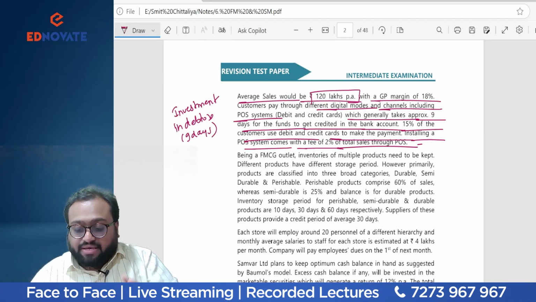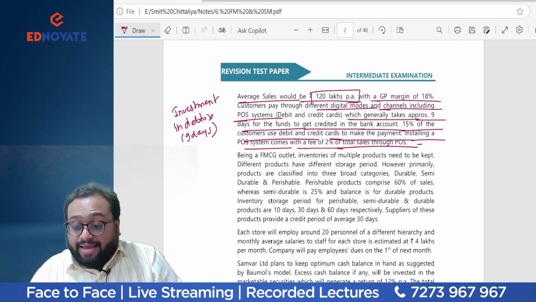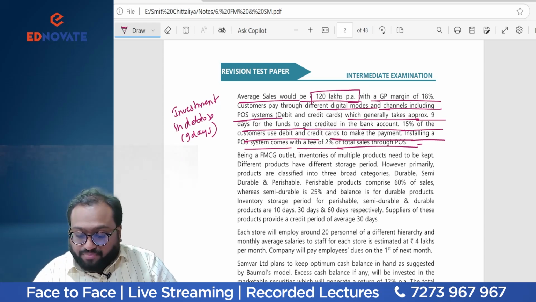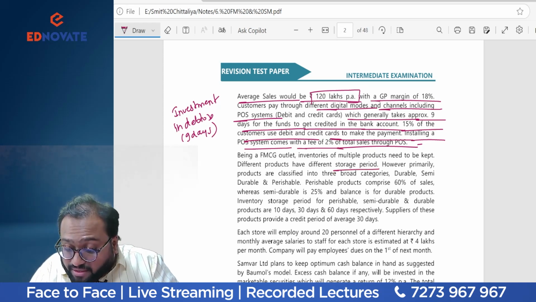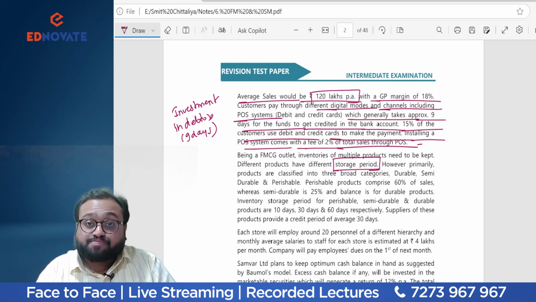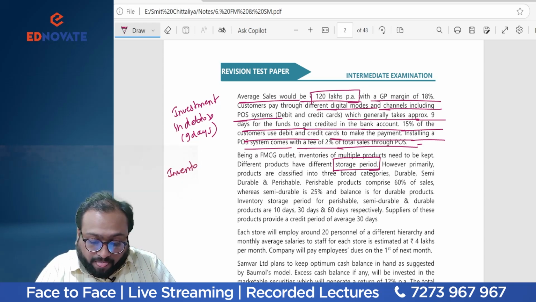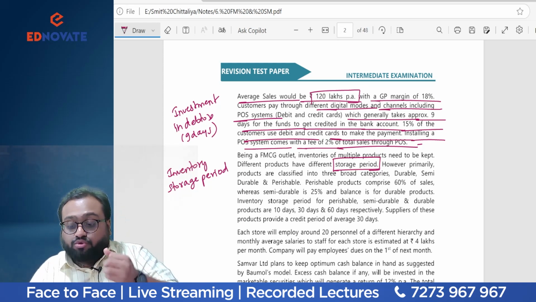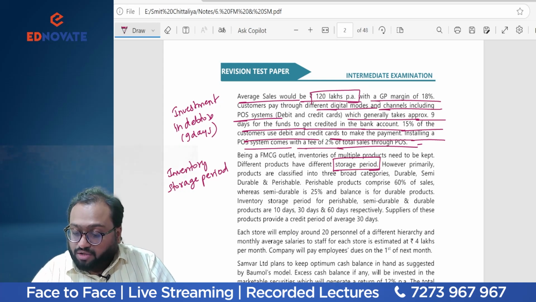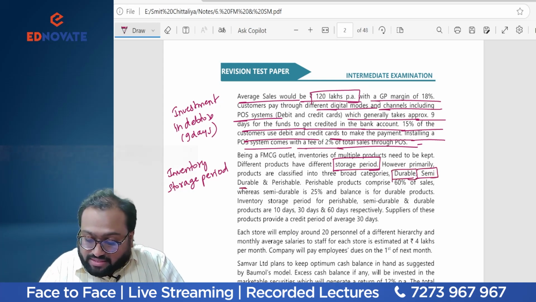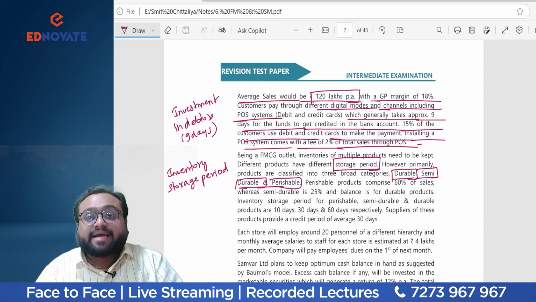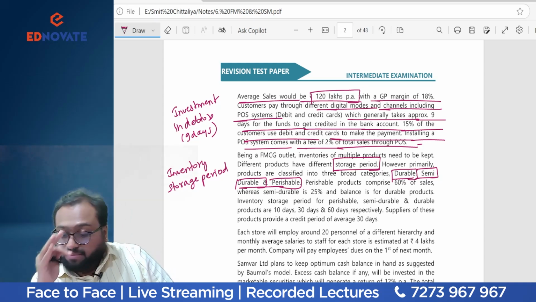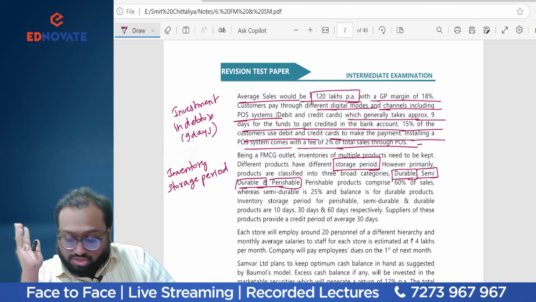Fantastic. Being an FMCG outlet, inventories of multiple products need to be kept. Different products have different storage periods. Oh, wow. That means in this paragraph we'll get the inventory storage period, meaning for what period the inventory has been stored. Of course. However, primary products are classified into 3 broad categories: durable, semi-durables, and perishable. So I have identified that they have 3 types of products: durable, semi-durable, and perishable. These are the 3 main categories of products kept at their FMCG store.